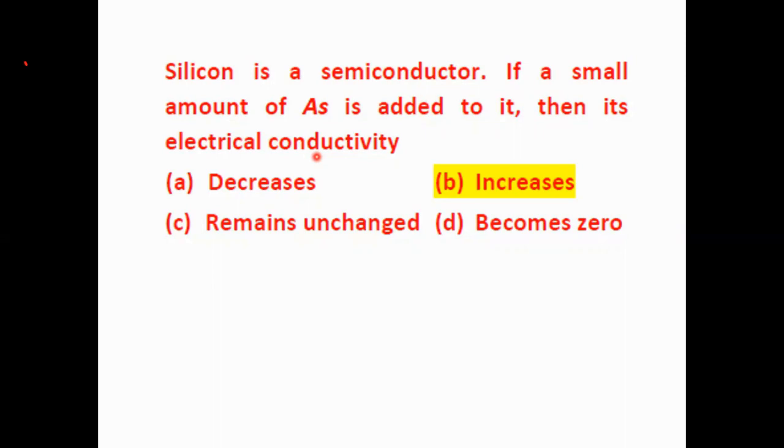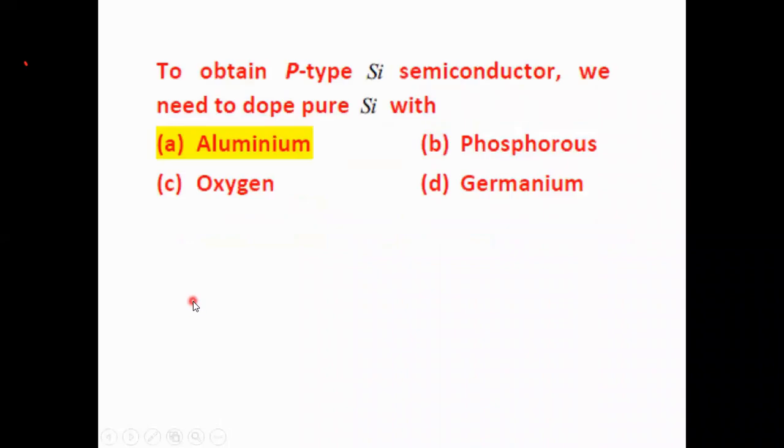In the conduction band, the electrons are equal in number to the holes in the valence band. So the conduction band and valence band consist of equal numbers of charge carriers, and that's why its conducting ability is less. When impurities are added, holes or electrons, the conducting ability increases. If a small amount of arsenic is added, its conducting ability increases. Next, to obtain a p-type semiconductor, we need to dope pure silicon with aluminium.